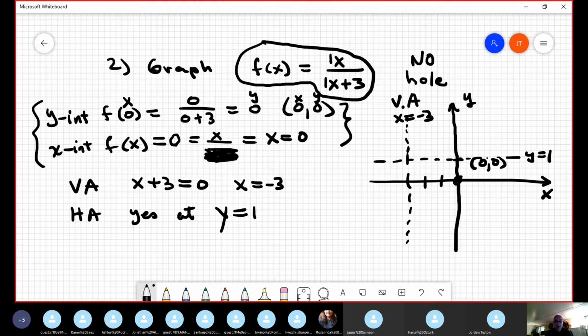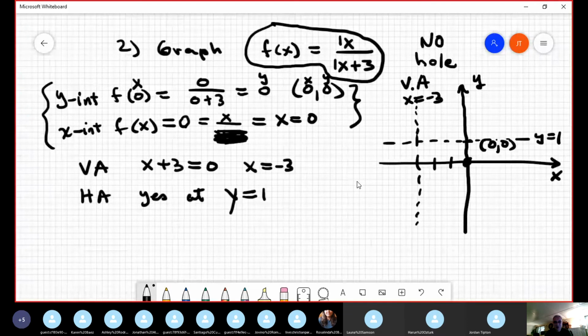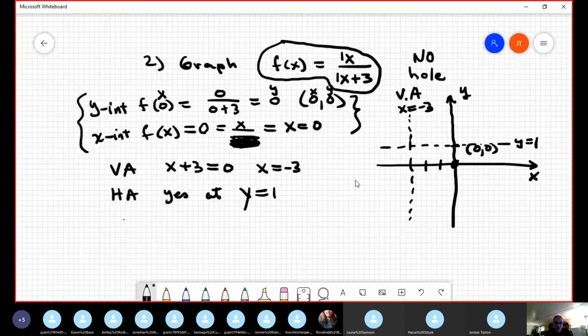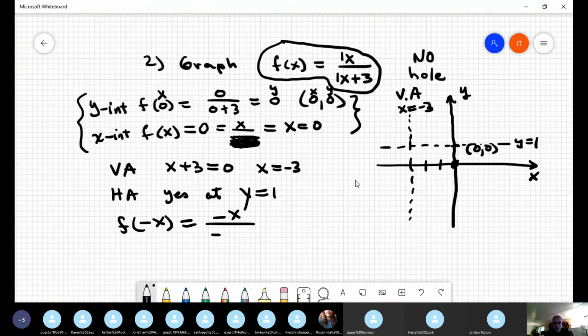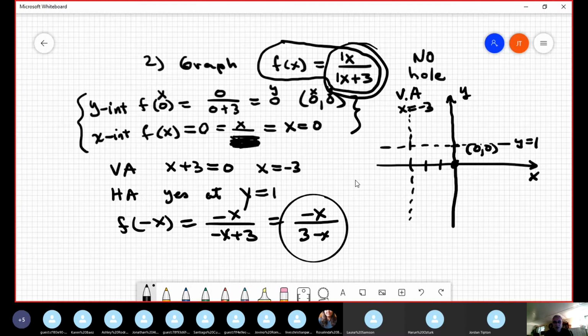After that, I verify the symmetry. It's obvious that this function has no symmetry, because when you replace x with negative x, we have minus x over minus x plus 3, so minus x over 3 minus x. This never looks similar to the original. No opposite sign, not the same sign. It's completely different. This is neither, so I need to plot the positive part totally independent of the negative part.